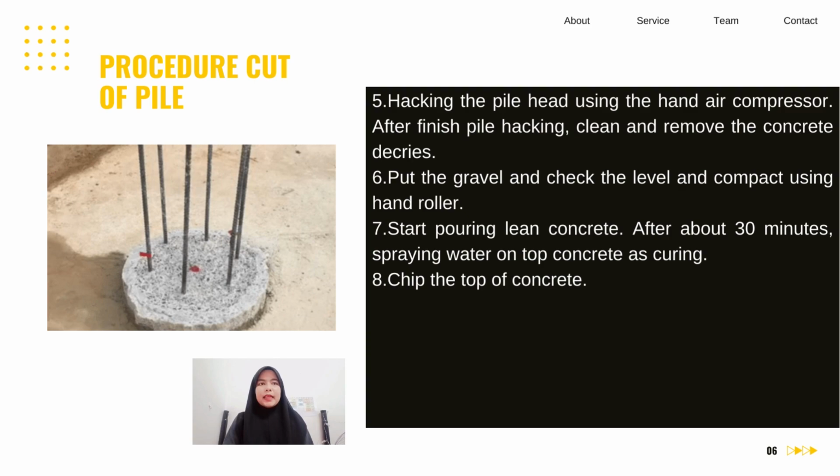Next, hack the pile head using a hand air compressor. After finishing pile hacking, clean and remove the concrete debris. Six, put the gravel, check the level and compact using a hand roller. Seven, start pouring lean concrete.